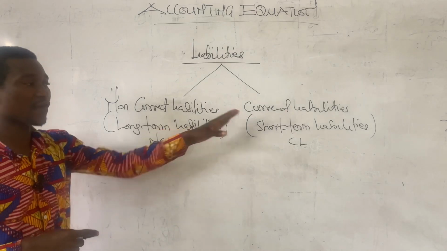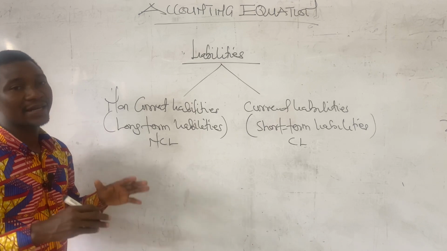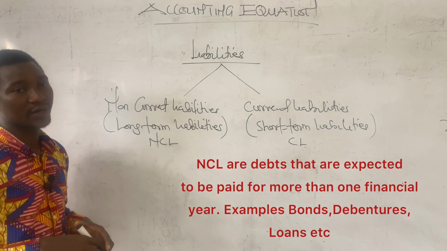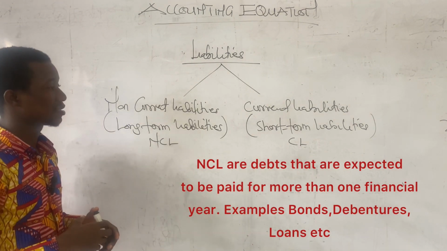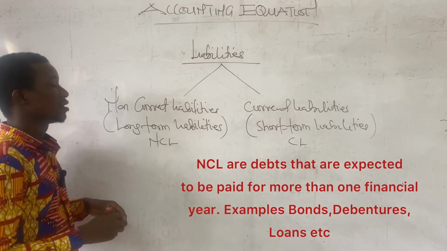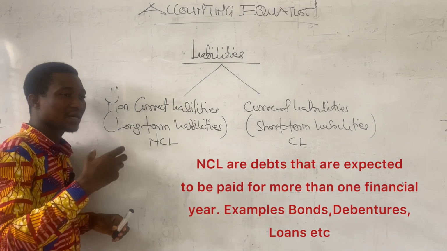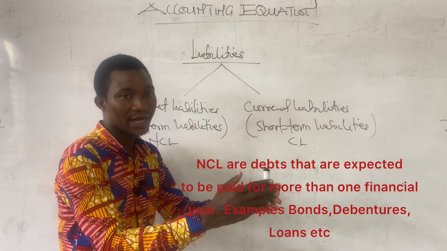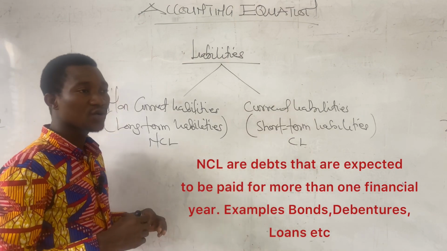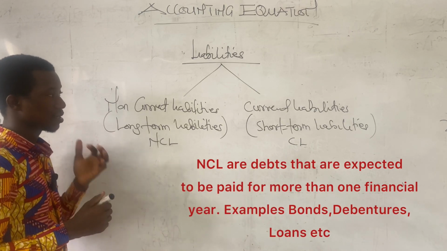So there is a huge difference between these two. When we say non-current liabilities, they are debts or liabilities that are expected to be paid in more than one financial year. So any amount owed to outsiders that the business is supposed to pay over more than one financial year, we consider those debts as non-current liabilities. So if a business owes, let's say, $1,000 to an outsider, and there is an agreement that this 1,000 will be paid in, let's say, 10 years or 5 years, because it is more than one accounting period, then we consider that as a non-current liability.